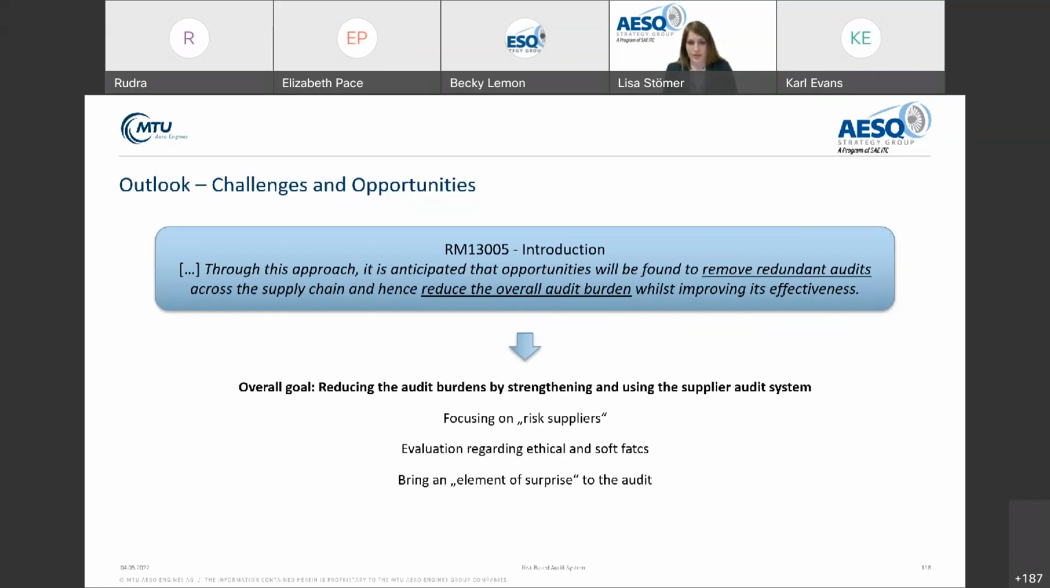Then I have placed here 3 objectives for future development that we have defined in MTU. One is to strengthen the supplier's audit system, and this enables us to focus on so-called risk suppliers. And then we can develop them to get out of this condition. A new element we want to bring into the audit process are ethical aspects and also soft facts. And the third approach is to bring an element of surprise to the audit. So standards, yes, but not the same old thing.